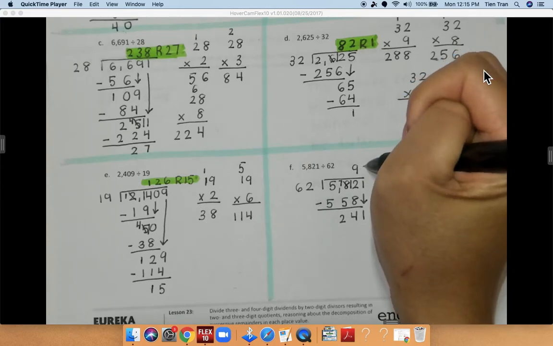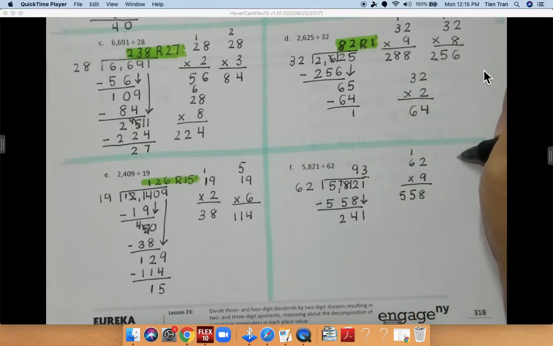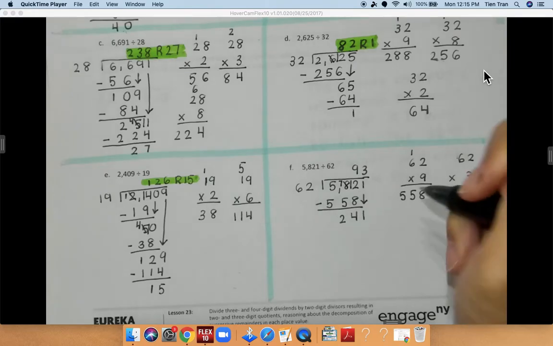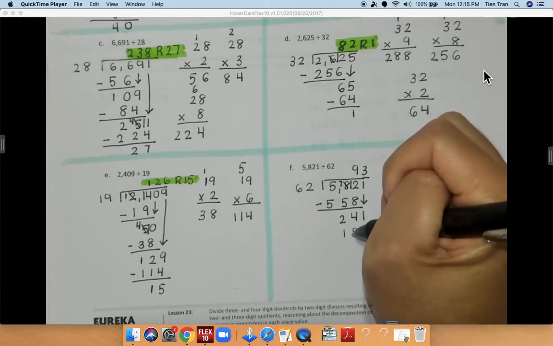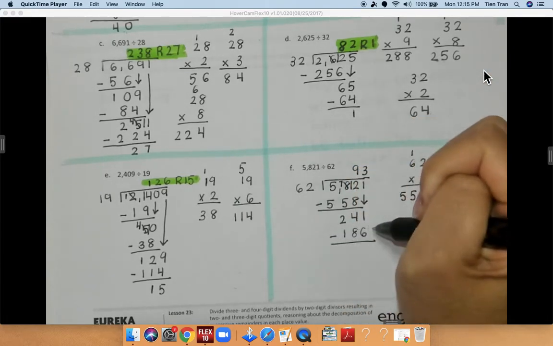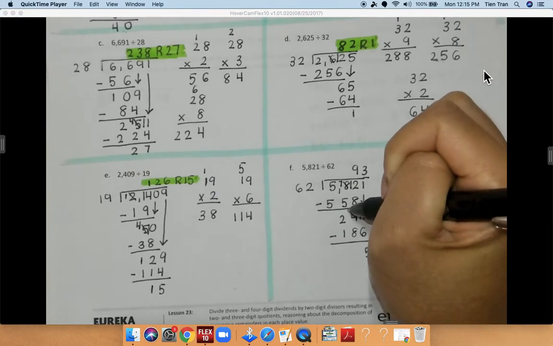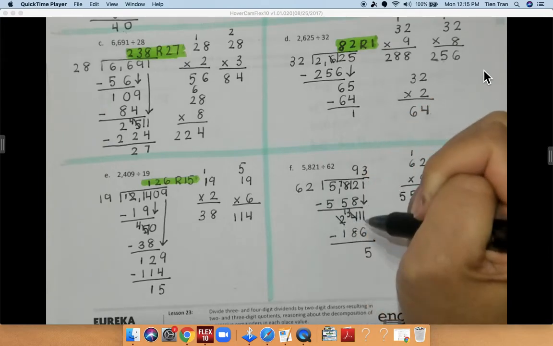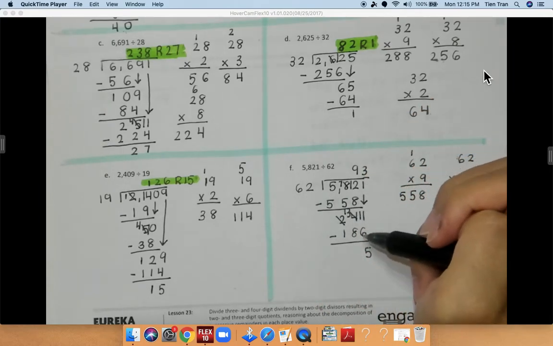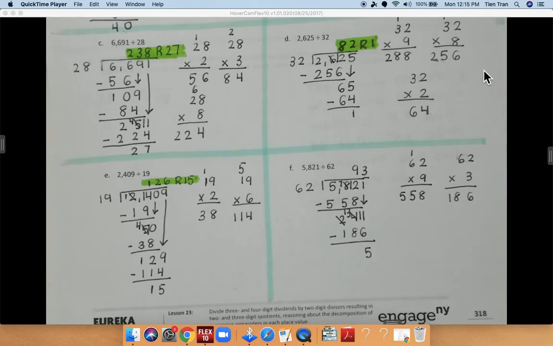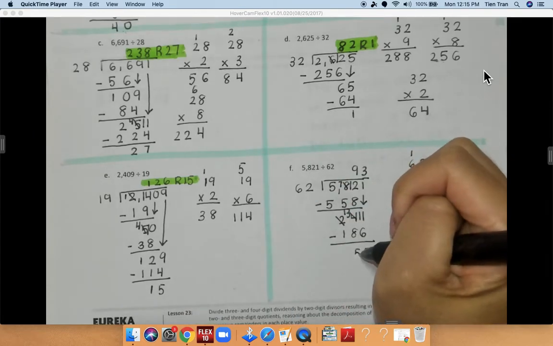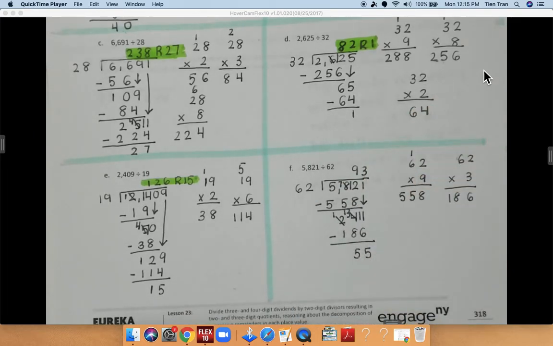about 3 times. I'm going to see if that works. 62 times 3. 3 times 2 is 6. 3 times 6 is 18. I get 186. So I'm going to use 186 and subtract. Regroup. 11 minus 6 is equal to 5. 4 changes to 3. Make sure to borrow or regroup. 13 minus 8 is going to give me 5. 2 changes to 1. 1 minus 1 is 0.